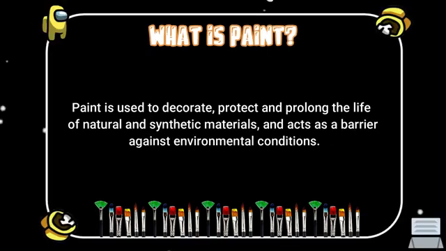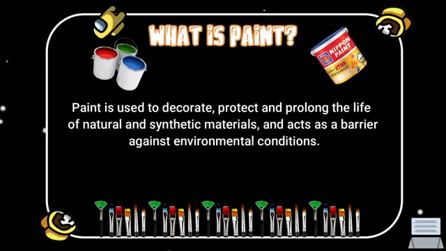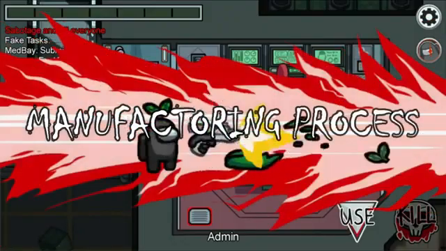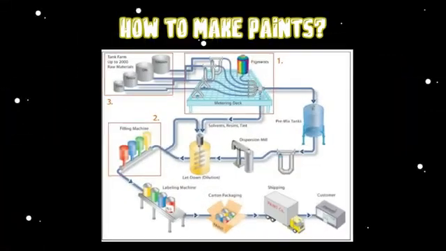First of all, let me introduce you to paint. Paint is a colored substance which is spread over a surface and dries to leave a thin, decorative or protective coating. Do you guys know how paint is made?